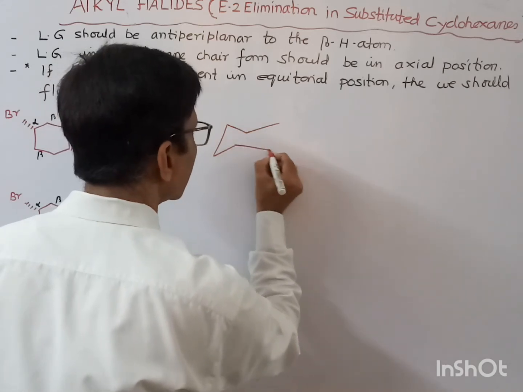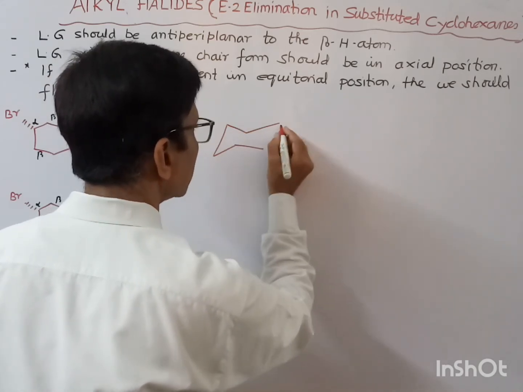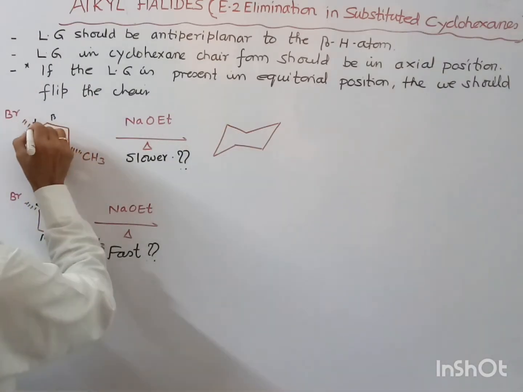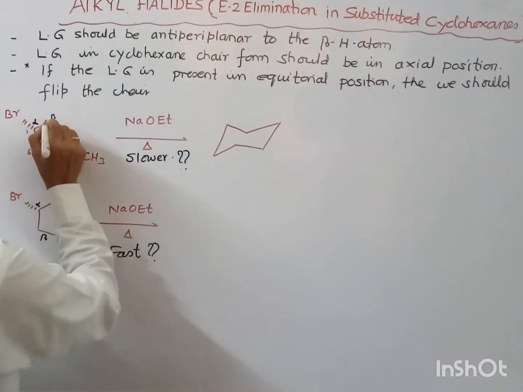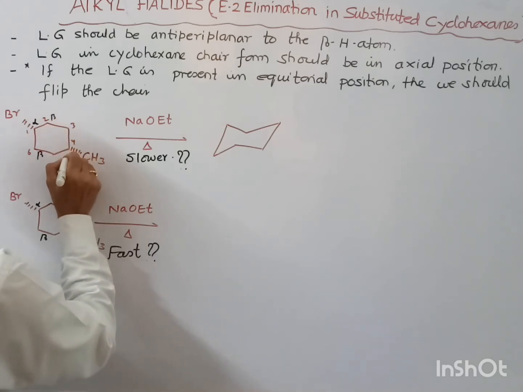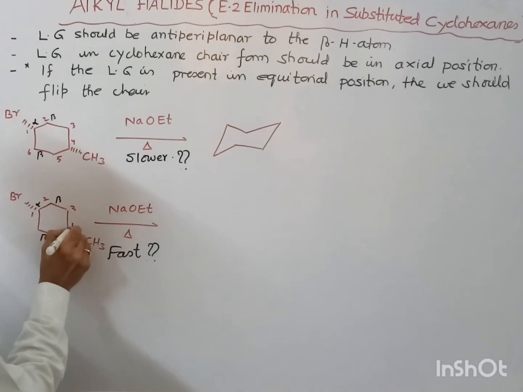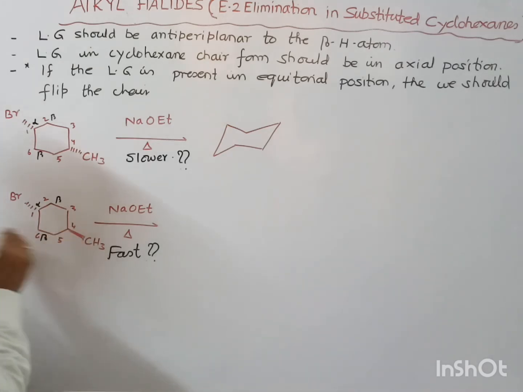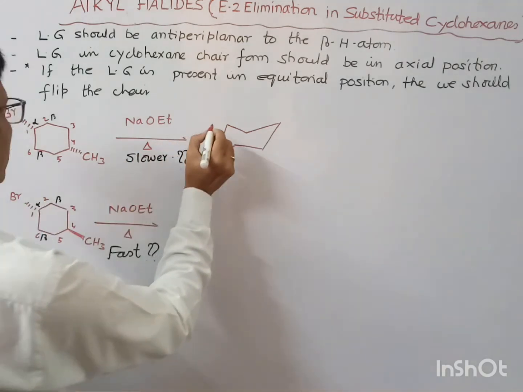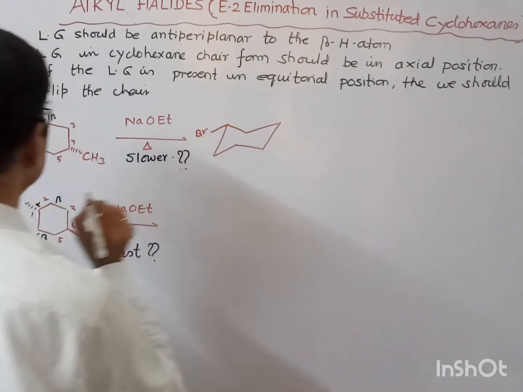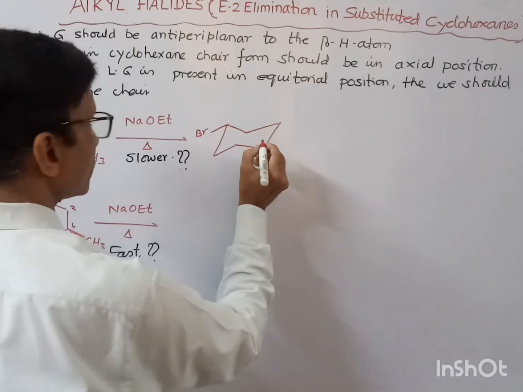You will find that this bromine is, because suppose this is our first position and this is our sixth position, second, third, fourth and fifth, sixth. In the same way, first, second, third, fourth, fifth, and this is sixth position. So at first position, if you will see, then this bromine is below.